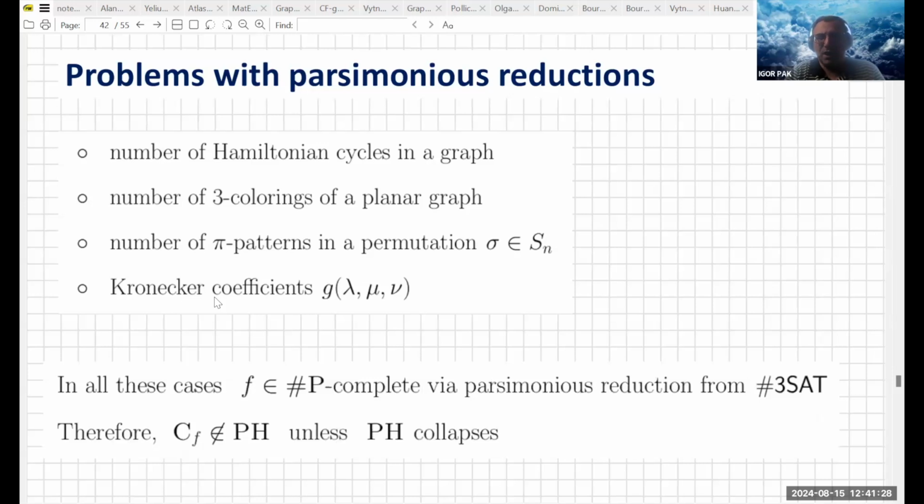And this shows that basically this problem is hard. So in all these cases, including Kronecker coefficient and, of course, Hamiltonian cycle, all these problems are #P-complete and have a parsimonious reduction, which means you can start with a three-SAT formula and embed this problem into one of these problems. So in some sense, even Kronecker coefficient contains the complexity of three-SAT. So in all these cases, that means that the coincidence problem is not in the polynomial hierarchy unless the polynomial hierarchy collapses. That's a complexity result that we prove, and it's relatively easy.